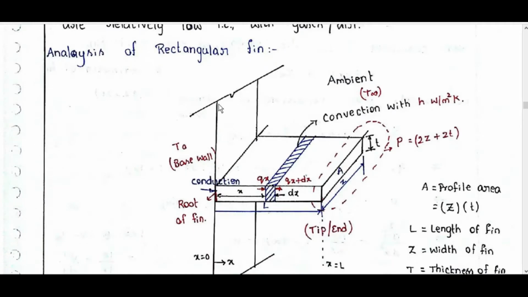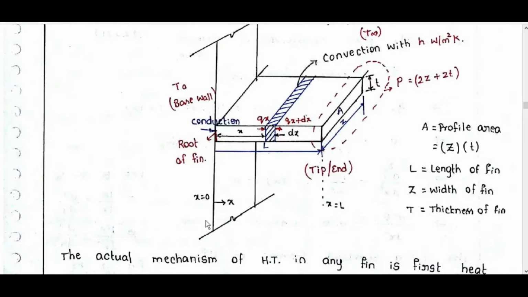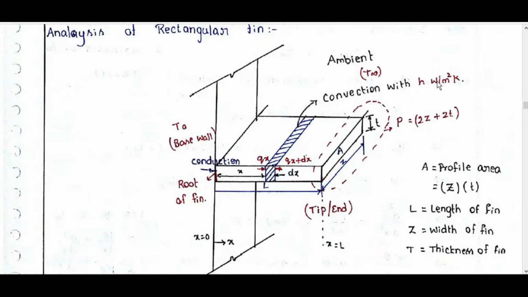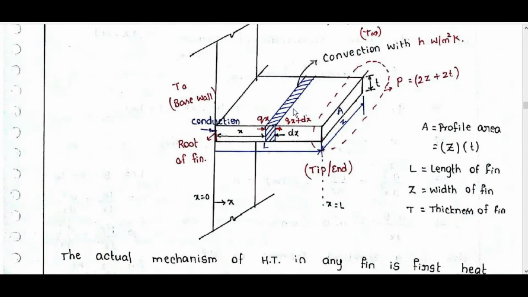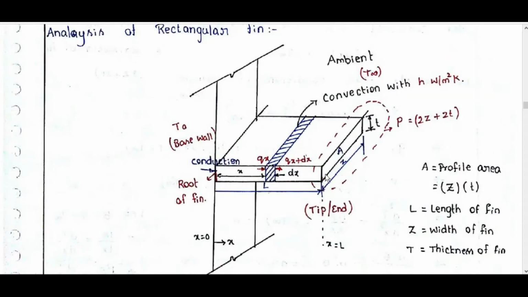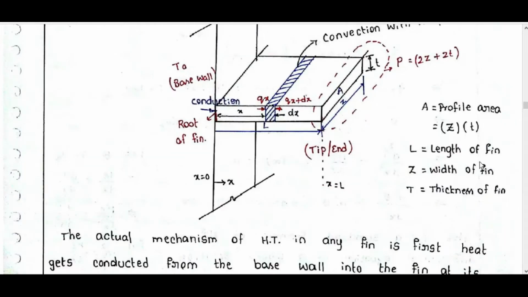Analysis: rectangular fin. This is the base wall at T0 temperature. The root of the fin is like this. Convection with h watt per meter square. The ambient temperature is T infinity. The perimeter of this plane is P = 2(z + t), tip or end x = L, here x = 0. A is the profile area, equal to z into t. L is the length of the fin, z is the width of the fin, t is the thickness of the fin.